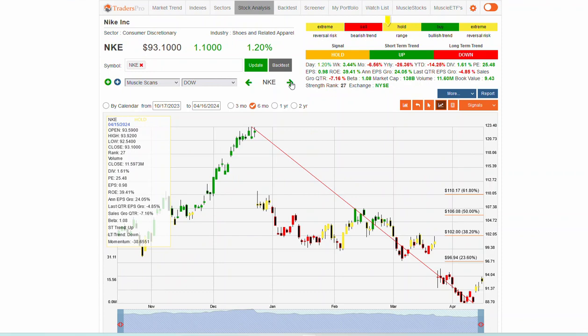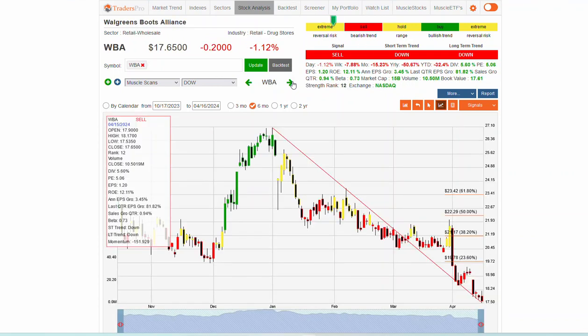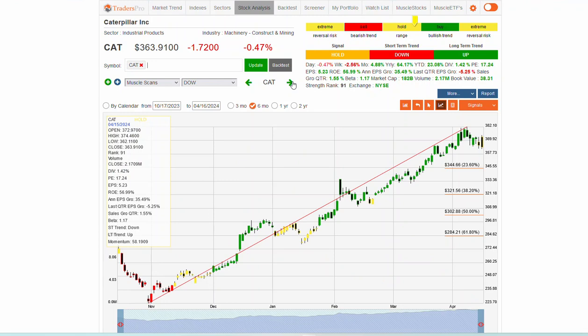You can see how much work a lot of these stocks on the bottom end of this, the weaker stocks like Nike, Boeing, Pfizer, Walgreens, and again, back to Caterpillar. So the strongest stocks in that group are already weak and pulling back. So the probabilities of the Dow really getting a good move from here, it's going to be interesting.